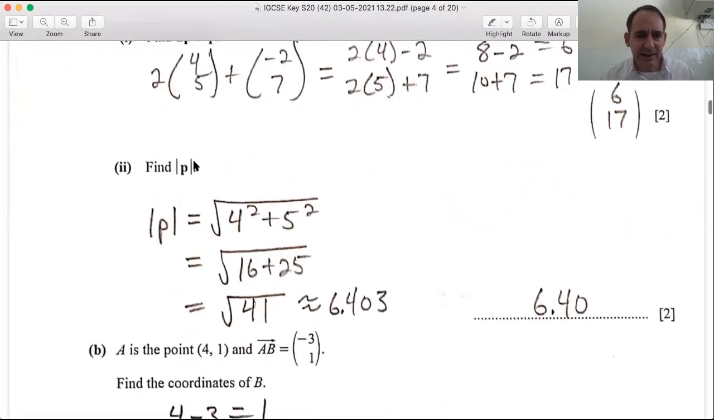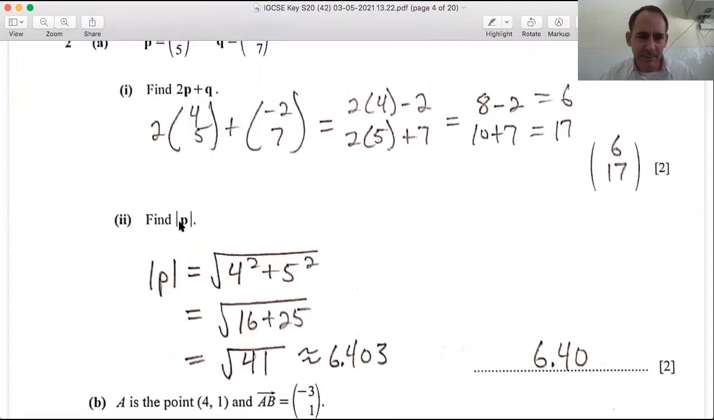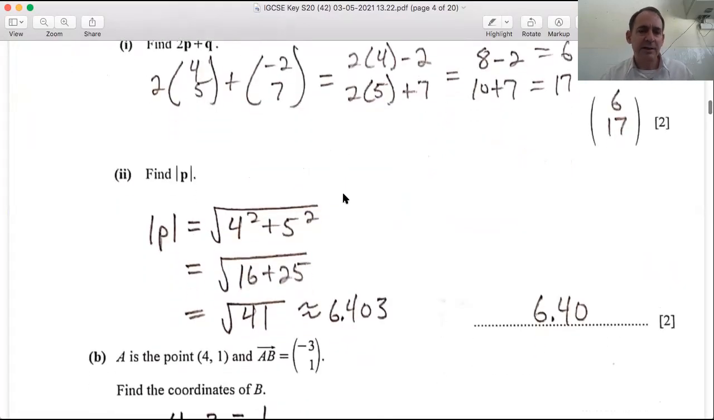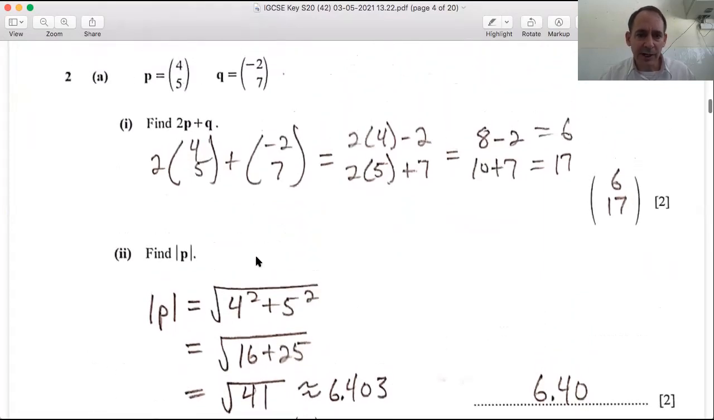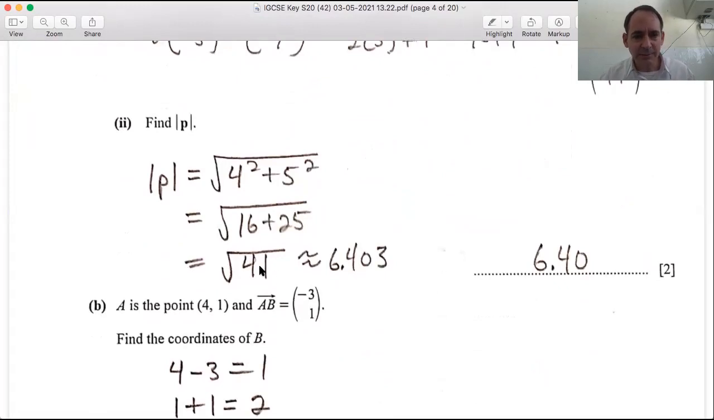Then it says find, and it looks like an absolute value sign. It actually means the magnitude. It's kind of like absolute value. It's your distance from the origin. So what is the magnitude of vector p? We do the square root. It's just like your distance formula, the square root of 4 squared plus 5 squared. So we have 16 plus 25 on the inside, which ends up with 41. The square root of 41 is 6.403. To 3 significant figures is 6.40.